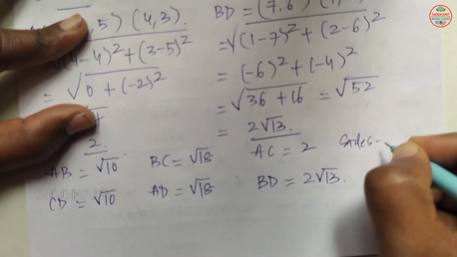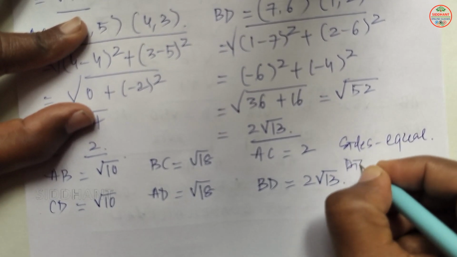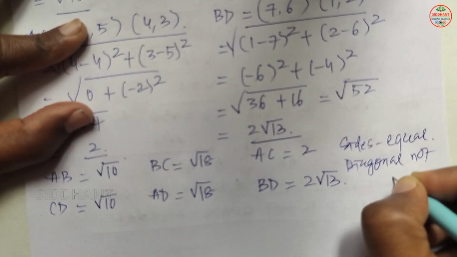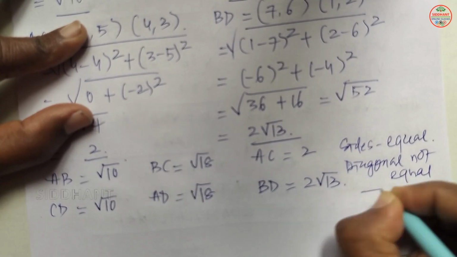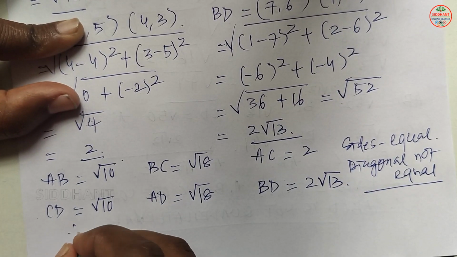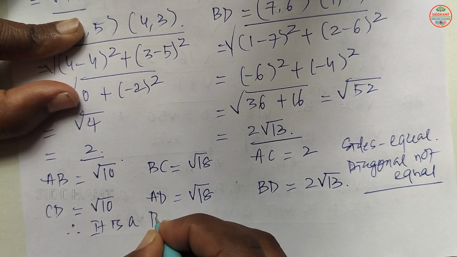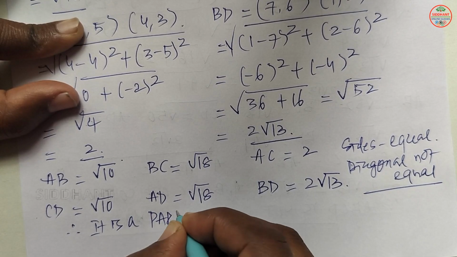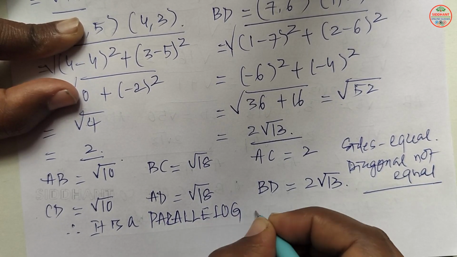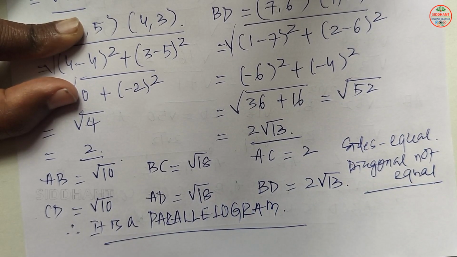Sides equal, but diagonals not equal. So therefore we can say that it is a parallelogram.